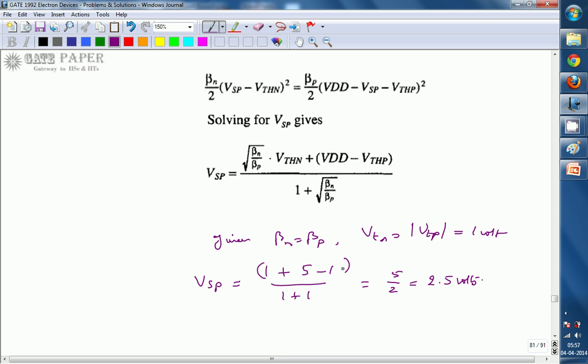So the logic inversion point, VSP or V inversion, has a value of 2.5 volts, at which V0 suddenly drops by delta V0, which is nothing but VTN plus VTP. So the actual answer for this question is 2.5 volts.